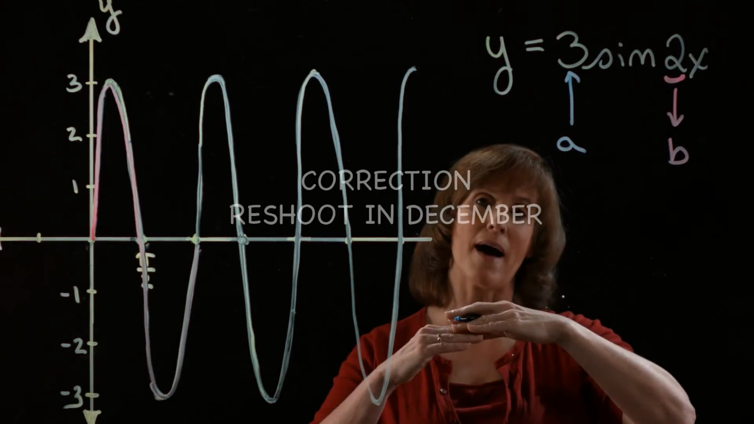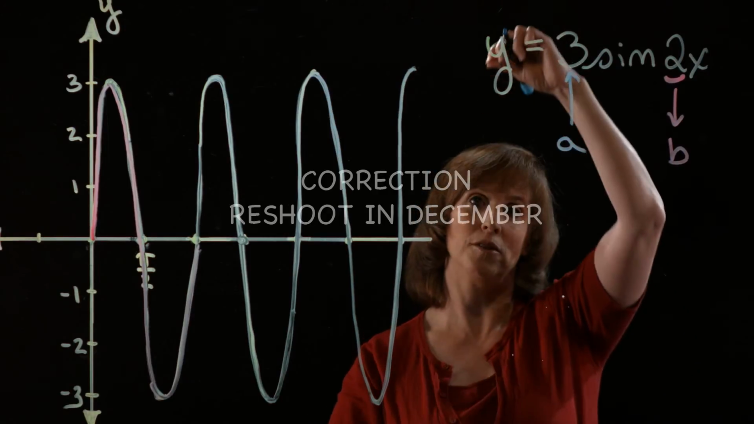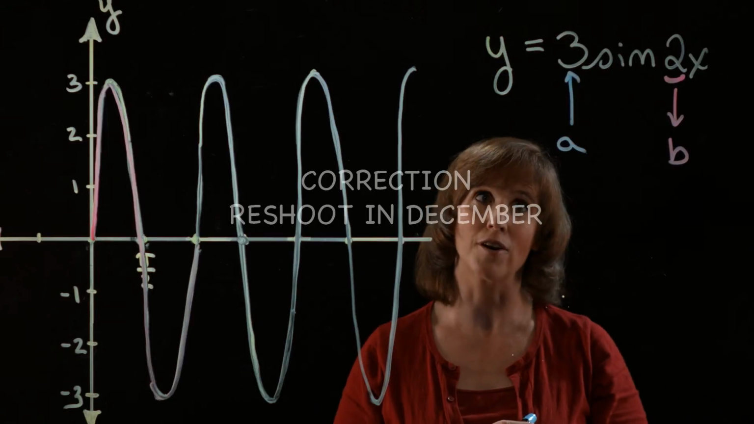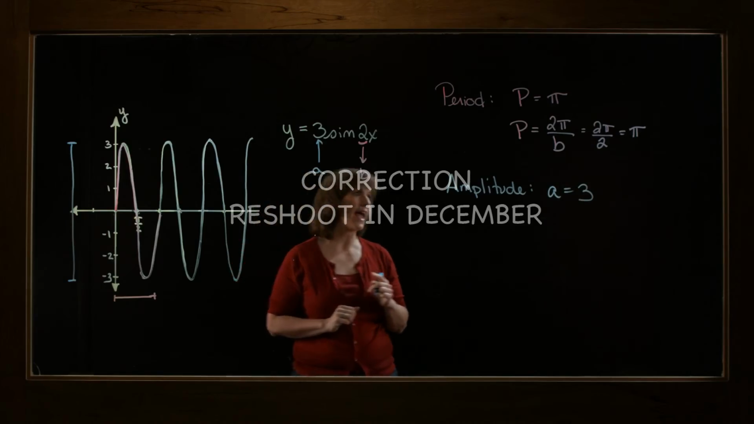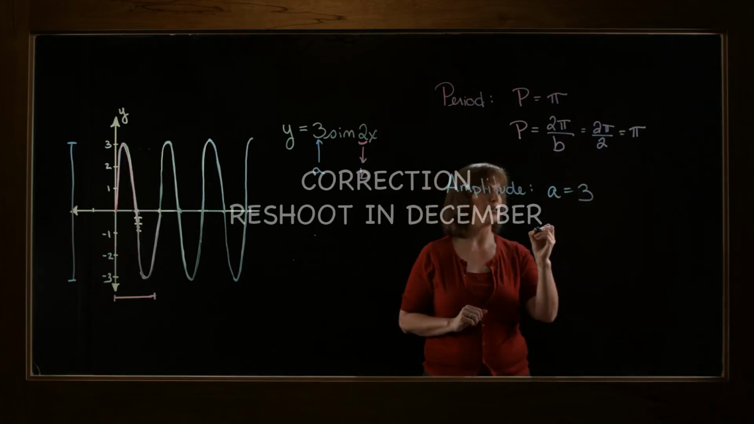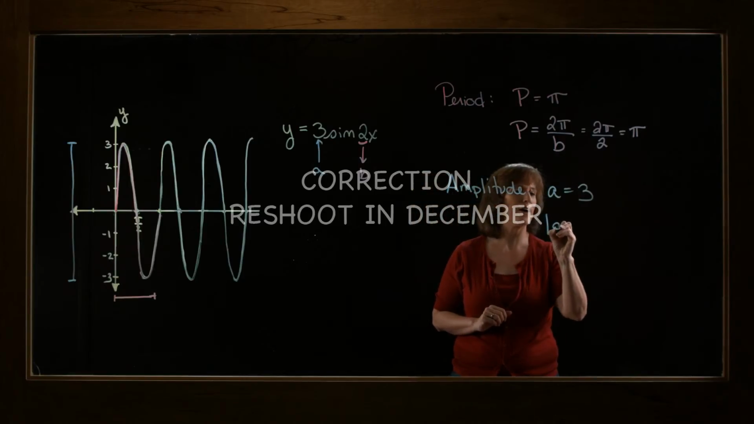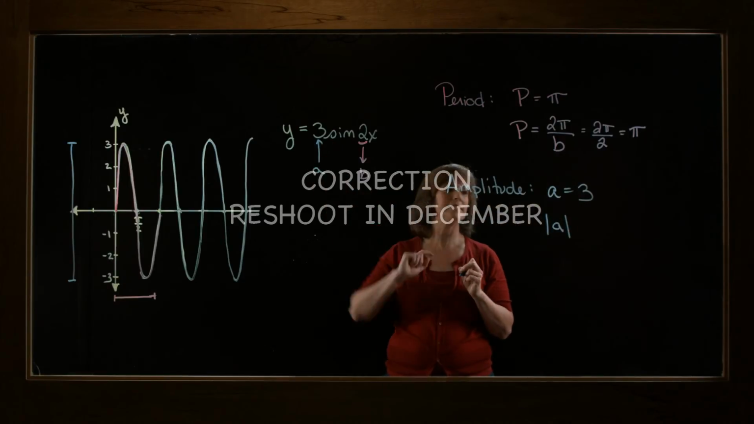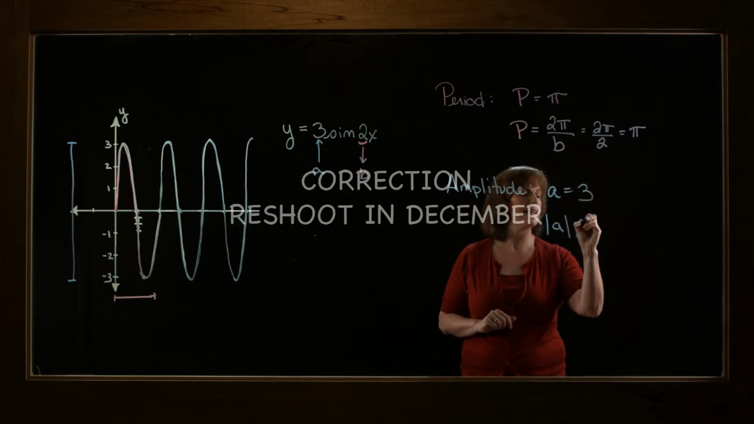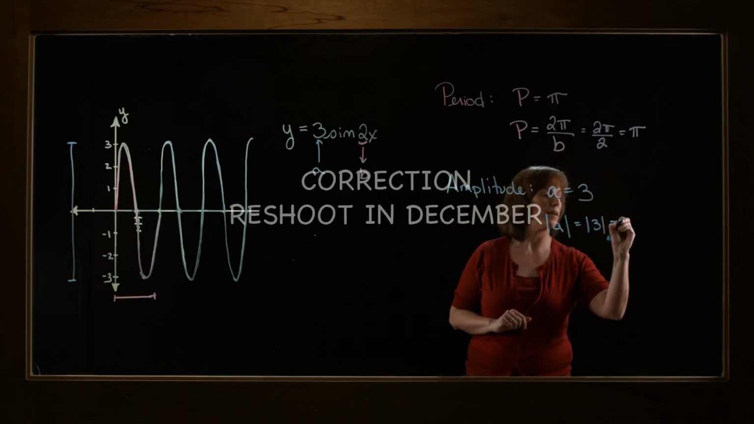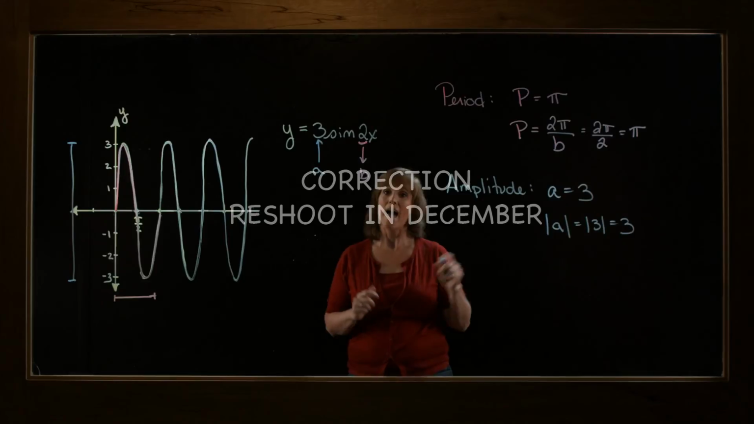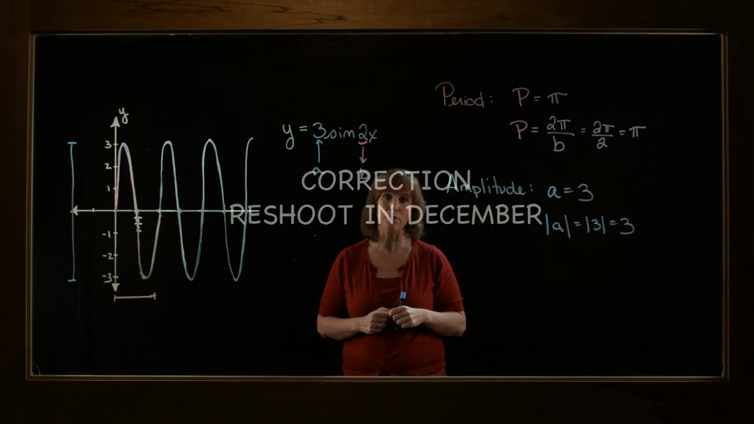And again, if you think about it, a constant multiple of a function, that's what's going to stretch it or shrink it vertically. So to calculate the amplitude, what we want to do is take the absolute value of this a term. And in this case, the absolute value of 3 is 3. And so we indeed came up with the amplitude.